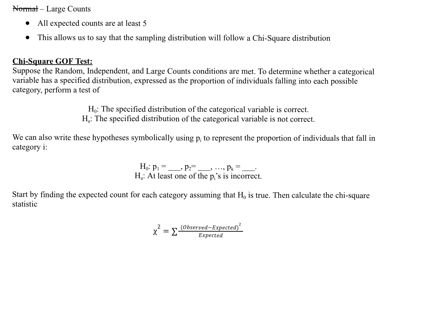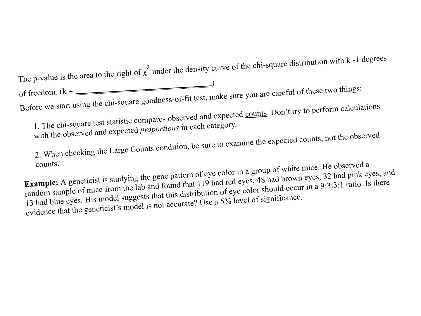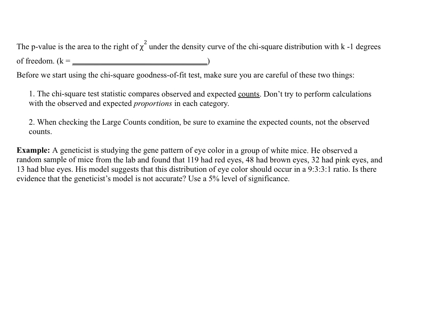So we start by finding the expected count for each category, assuming our null hypothesis is true, using the statistic that we have already stated. And then we have that our p-value is the area to the right of chi-squared under our density curve of the chi-squared distribution, where we use n minus 1 degrees of freedom. So n is our number of categories.